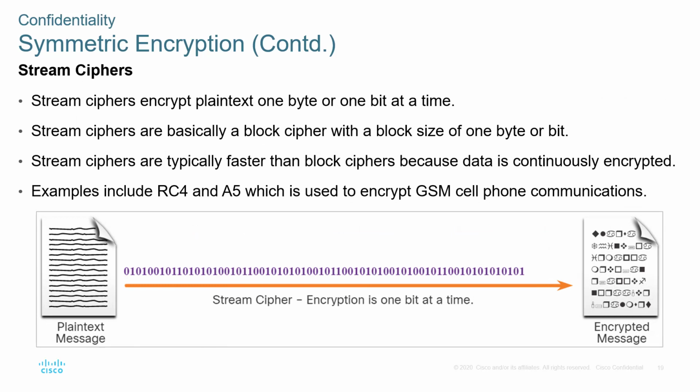A stream cipher, basically it's 1 bit at a time instead. Stream ciphers will encrypt the plain text 1 byte or 1 bit at a time. They are basically a block cipher with a block size of either 1 bit or 1 byte. Stream ciphers are typically faster than block ciphers because it's continuously being encrypted. Examples of stream ciphers could be like RC4 or A5, which is what a lot of the GSM cell phone communications use for encryption.